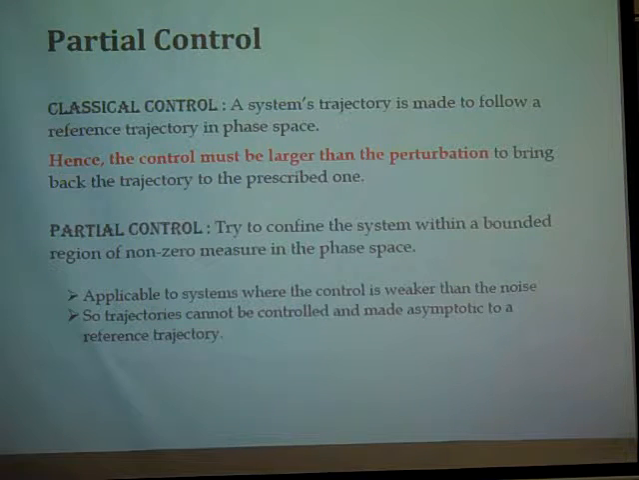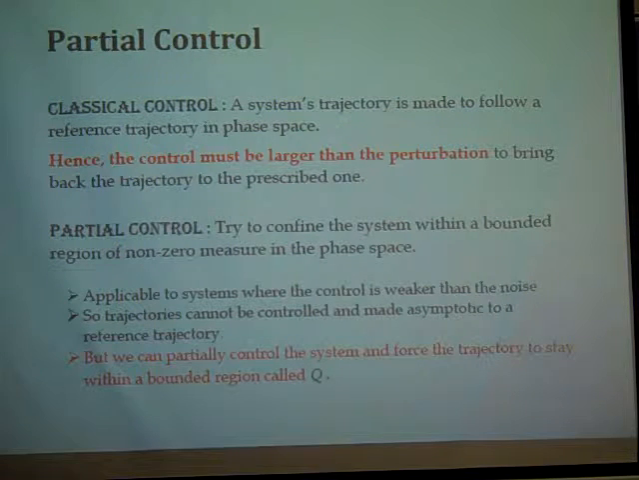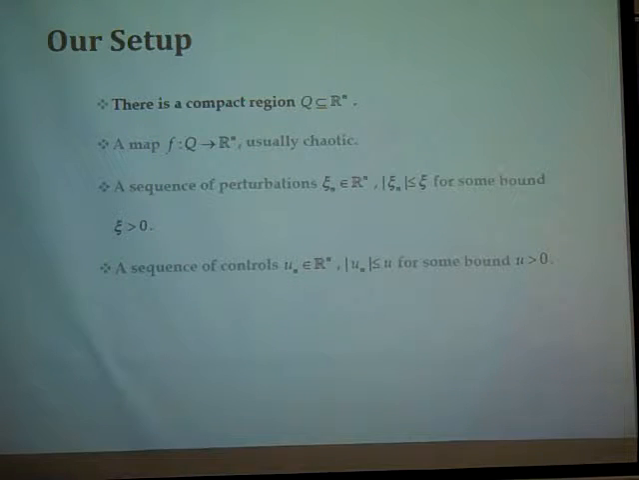So when my control is weaker than the noise, it is impossible to be asymptotic to a reference trajectory. Right. But this is something that we can try to achieve. So I'll directly go to the setup. These will be the notations that we'll be following for the rest of the talk.